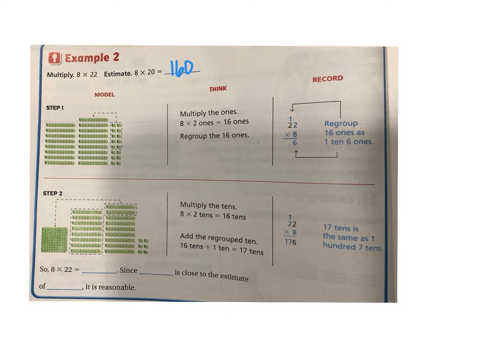And so here's what it looks like in the algorithm. We do 8 times 2 here. This is 8 times those 2 10s, right? 8 times 2 here is 16. I also had that one carryover for 17. That's what's happening here. We just gathered these up and sent them over to the next column. Okay? And it left us with these 7 tens. So 8 times 22 is 176. Since 176 is close to the estimate of 160, it's reasonable.